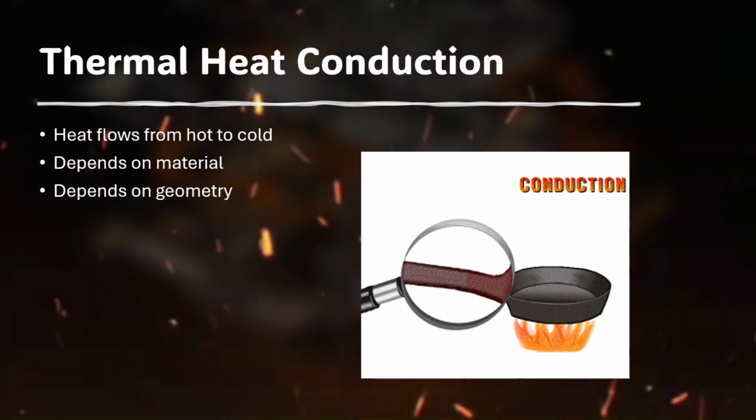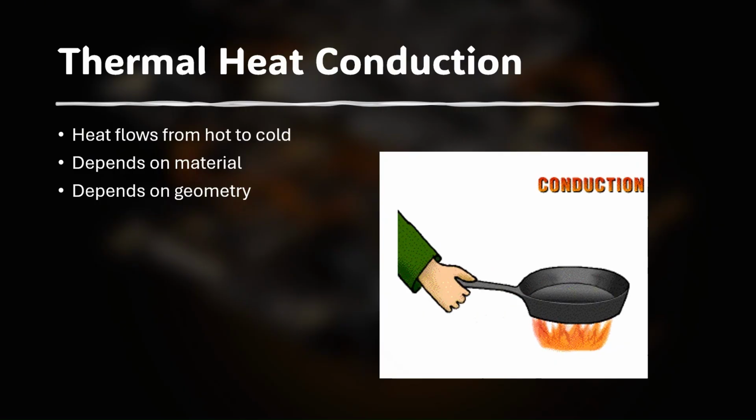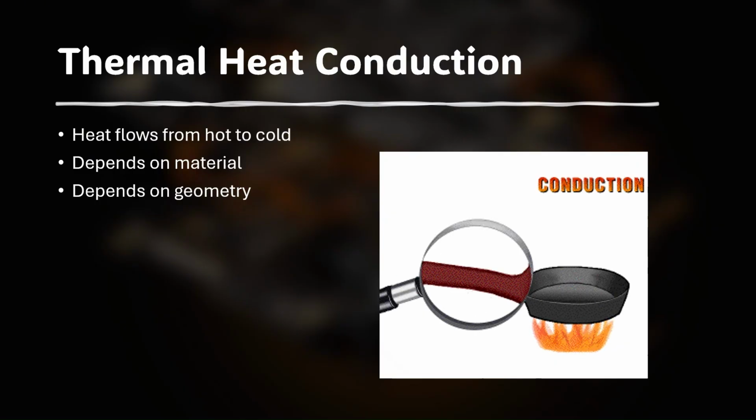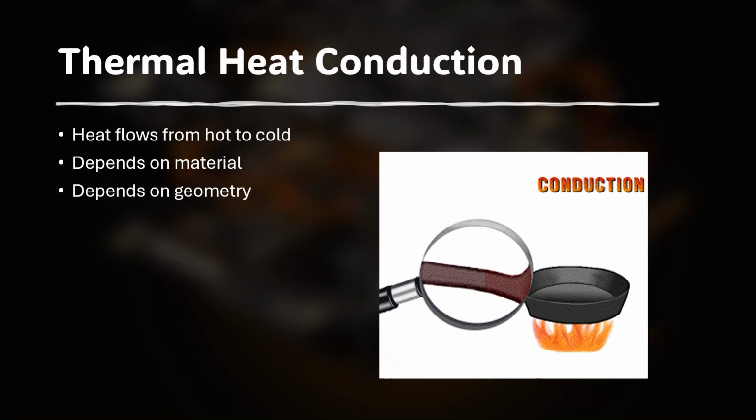Thermal heat conduction. Heat always flows from regions of higher temperature to lower temperature. How fast that happens depends on the material's thermal conductivity and the shape and size of the object. Metals transfer heat very efficiently, while materials like air and plastic are poor thermal conductors.